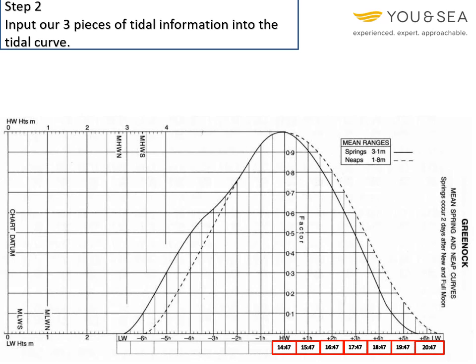The second bit of information is we need our high water height, and we mark that on the top of the tidal curve line. Third bit of information is our low water height, and we mark that on the bottom of the tidal curve, and then we draw a line between the two. This is our tidal curve setup, and this will also allow us to calculate the height of tide at any given time in the afternoon, and we can easily set it up for the morning as well.